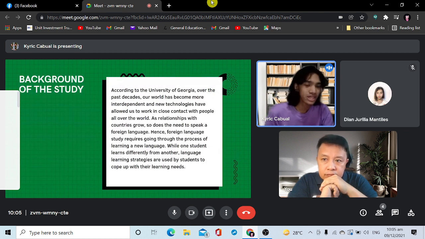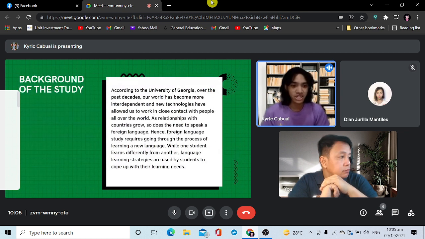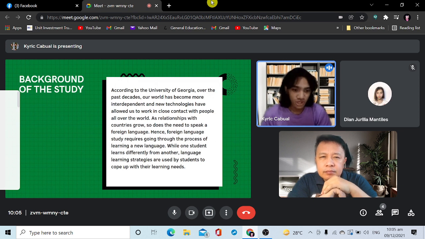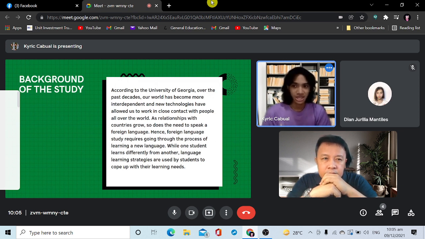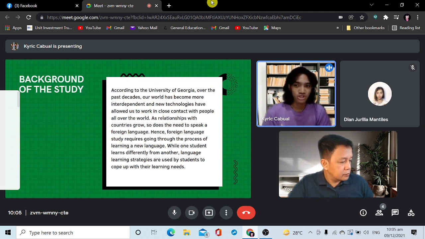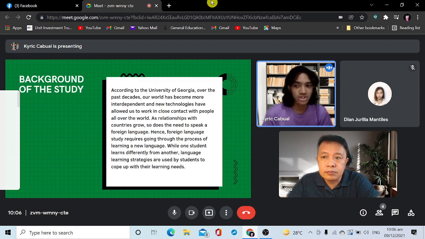So with the globalization already happening around the world, there is a need for us to be knowledgeable of not just our native language, but also of the foreign language. According to the University of Georgia, over the past decade, our world has become more interdependent, and new technologies have allowed us to work in close contact with people all over the world. As relationships with countries grow, so does the need to speak a foreign language. Hence, foreign language study requires going through the process of learning a new language.